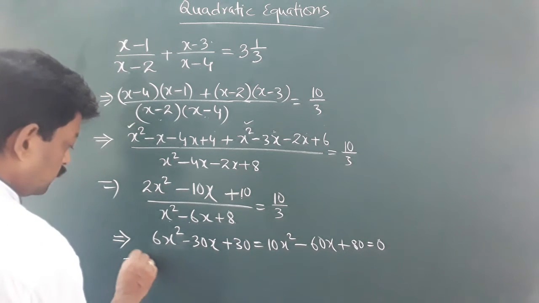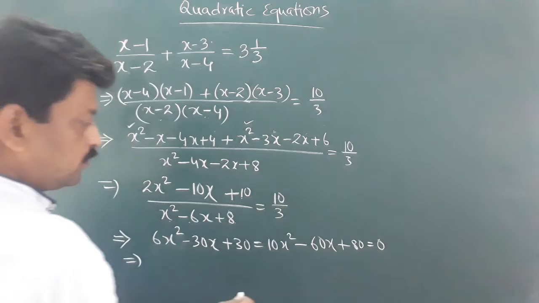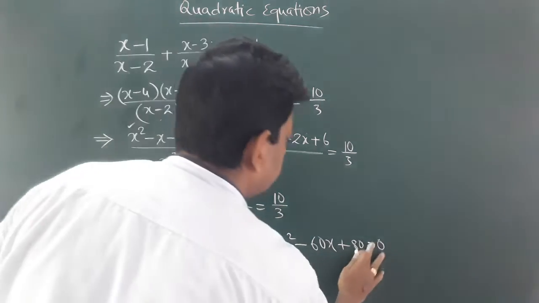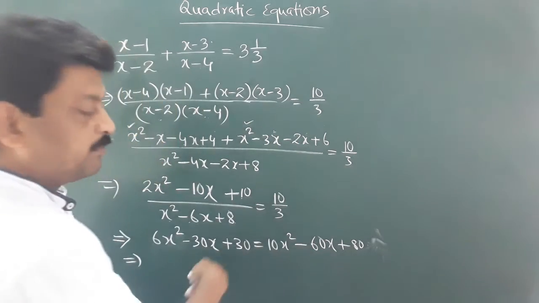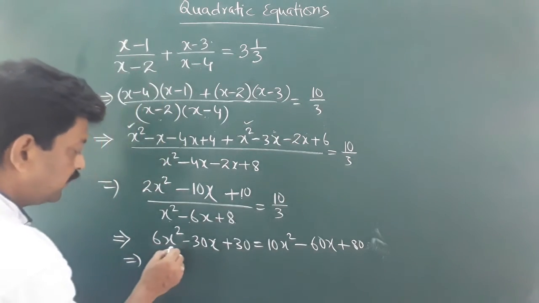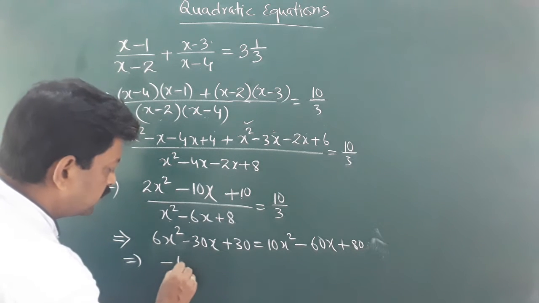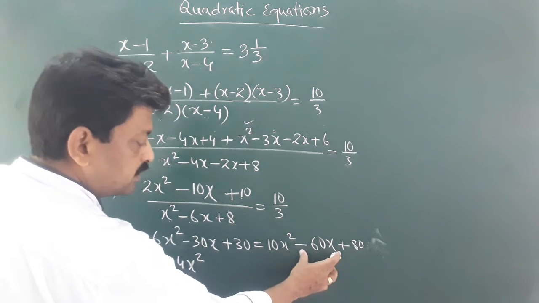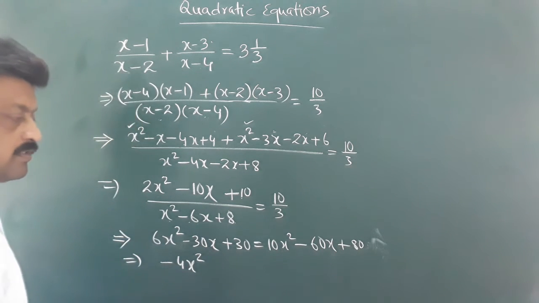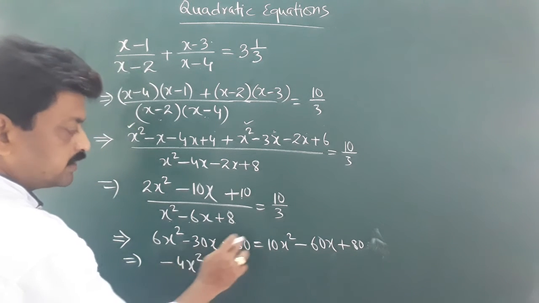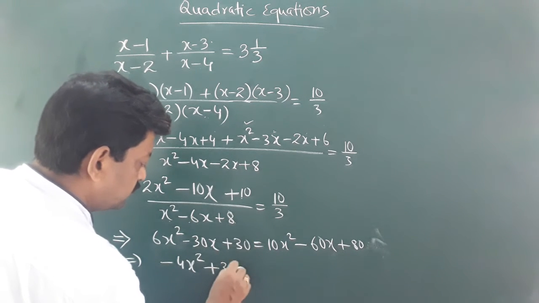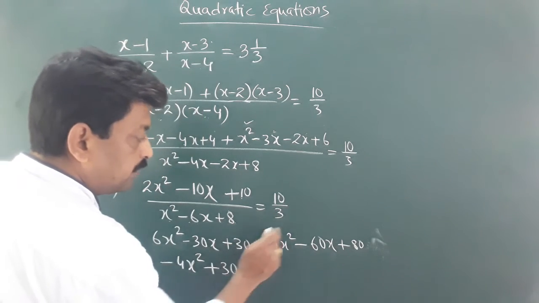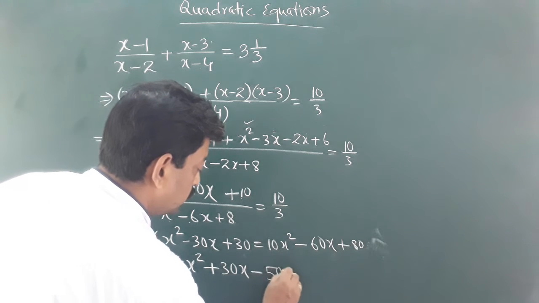Okay, so now I am taking the right hand side to the left hand side and making the right hand side 0. So it will be 6x square minus 10x square is minus 4x square, minus 30x minus 60x will become plus 60x here. So minus 30x plus 60x is plus 30x, and this plus 80 will become minus 80. So 30 minus 80 is minus 20.